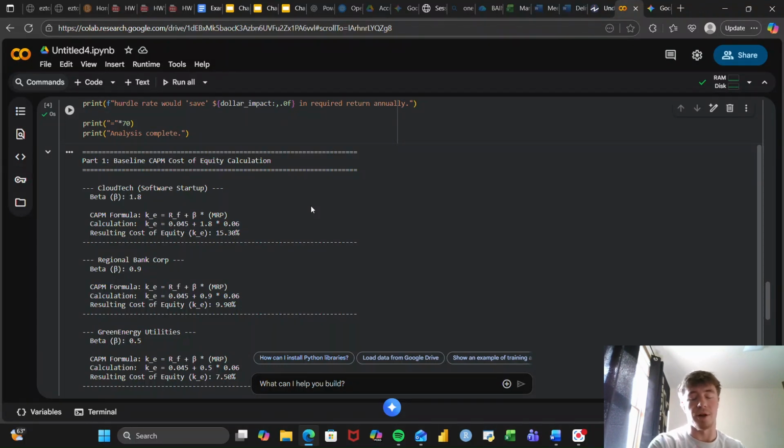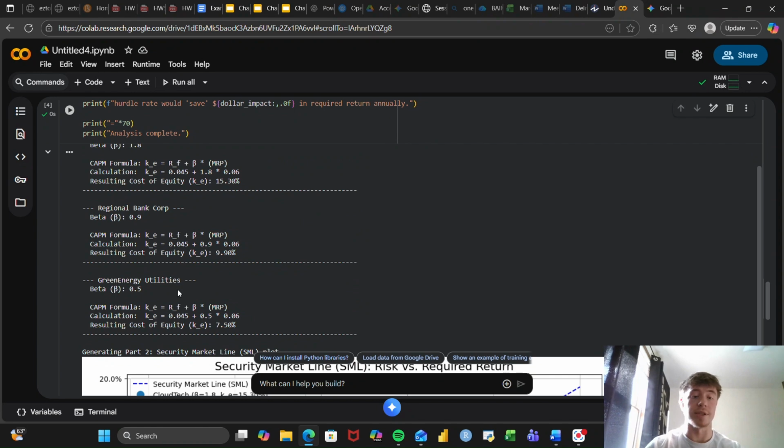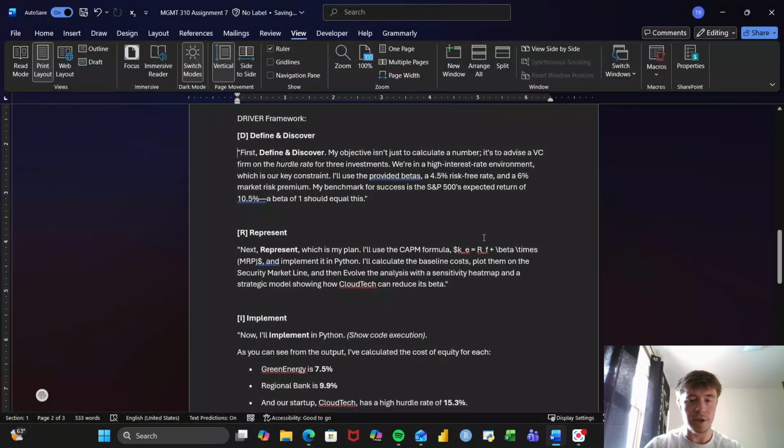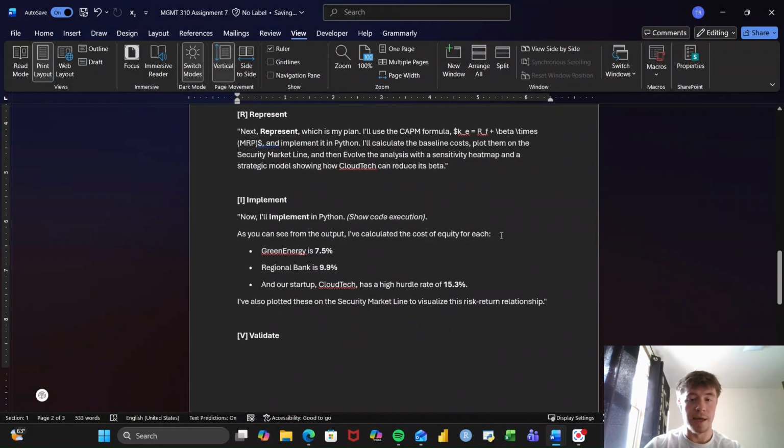But again, with the volatility, it can go up a lot and you can get high returns, but you can also lose a lot of money due to that volatility. It's pretty unstable, a lot of ups and downs compared to the regional bank, and especially compared to the utilities company. So going back to our driver framework, we just did represent, and now we are implementing, and you can see the output of these calculations in our risk return rate.